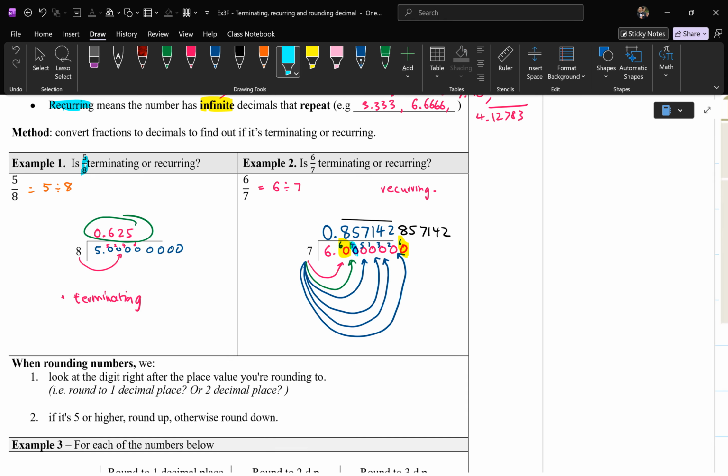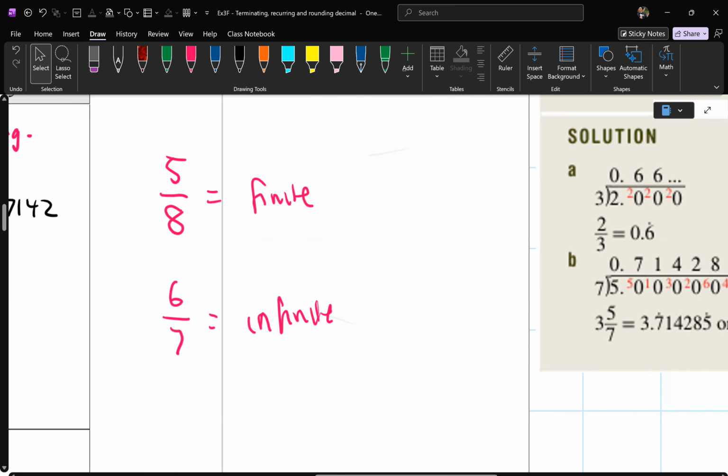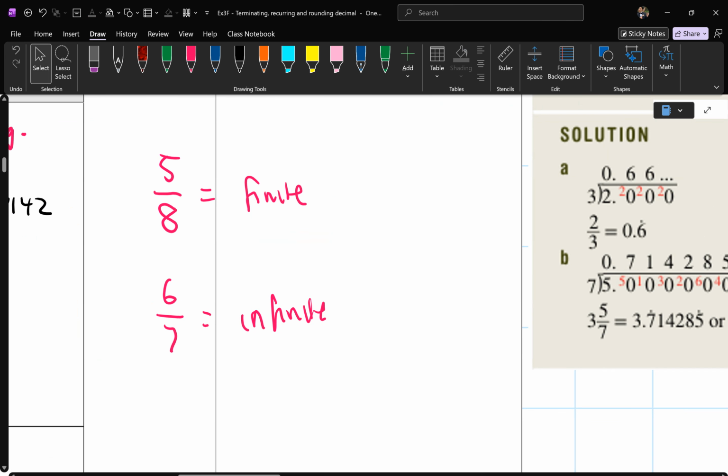I've given you 5 over 8, 6 over 7. 5 over 8 turns out to be finite. So the 8 is key. 6 over 7, it actually doesn't matter what the numerator is. This one ended up being infinite. Does anyone know what other ones that are recurring that you can tell just by looking at the denominator?